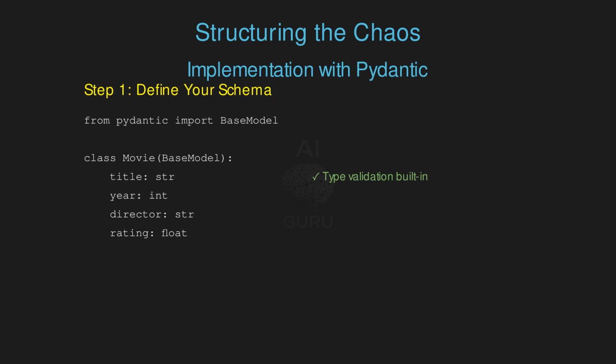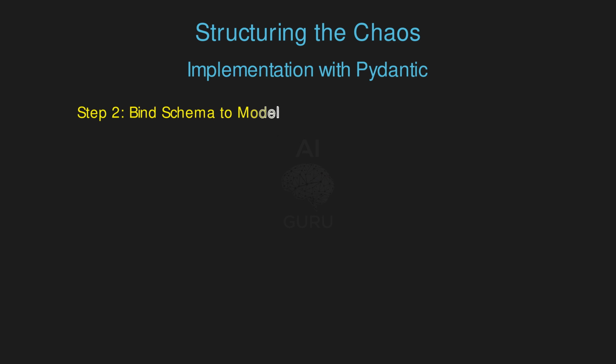The gold standard approach is to use a library called Pydantic, which is Python's go-to for data validation. Correct. You define a Pydantic class. Let's call it Movie. You define the fields: title is a string, year is an integer. Then you just call model.with_structured_output(Movie).